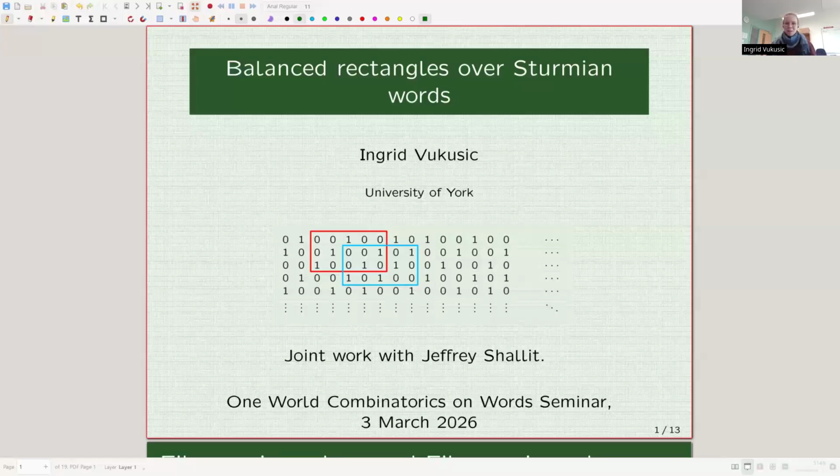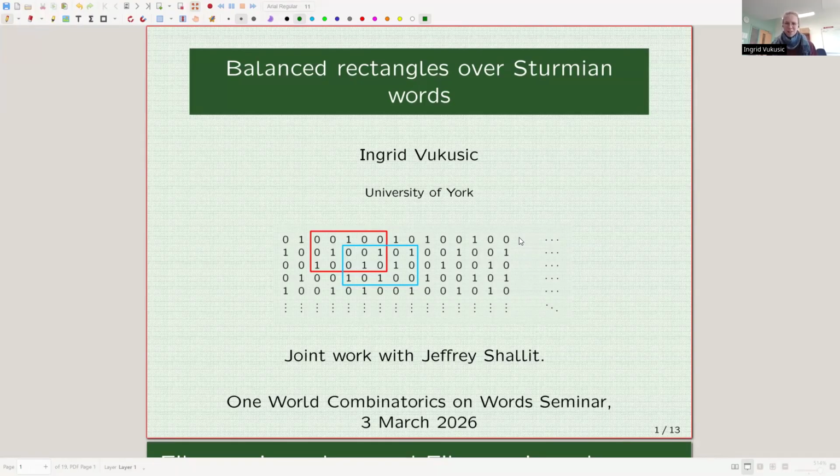I hope this will be quite a relaxed 45 minutes. We will be just looking at these rectangles filled with zeros and ones and find out whether they're balanced or not. And maybe before I start, this example that you can hopefully see here on the first slide is generated by the Fibonacci word. And this is what Jeff and I looked at first.